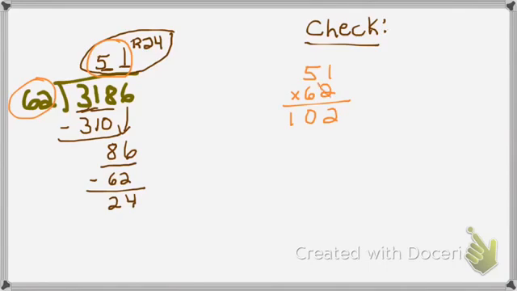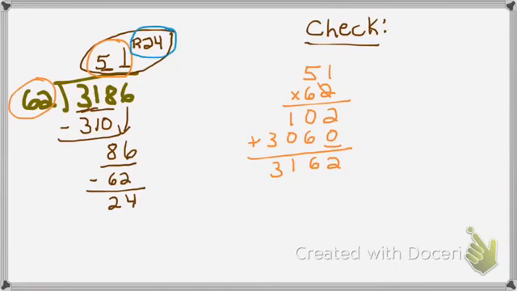I move to the 6, which is in the tens column. Put down the 0 and underline it because there's 1 0 in the number 10. And 6 times 1 is 6. 6 times 5 is 30. Add these numbers together, and I will get 3,162.